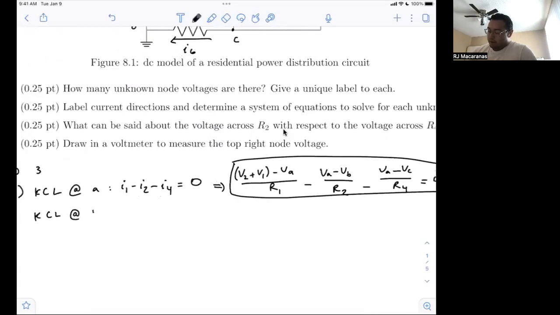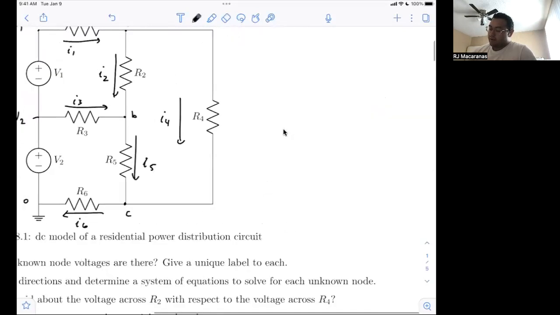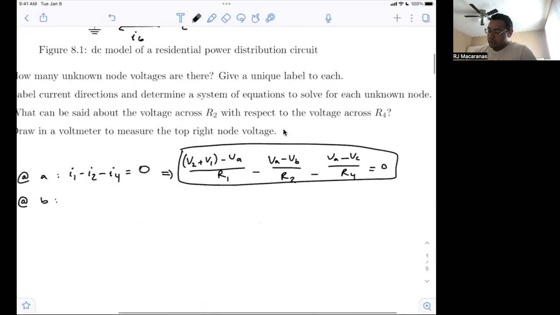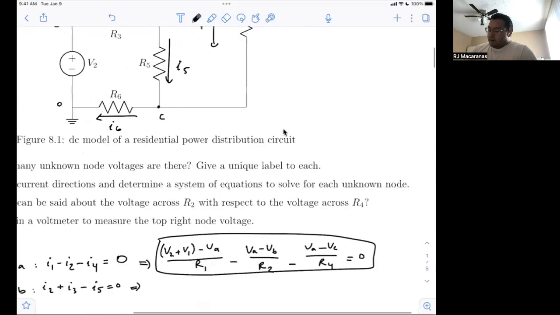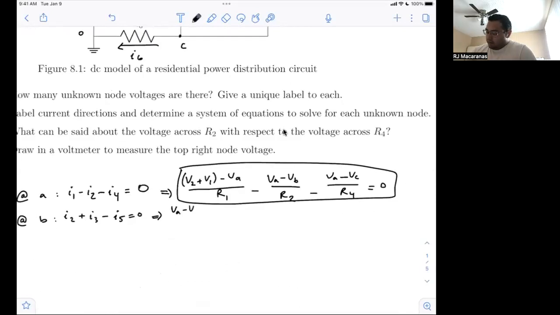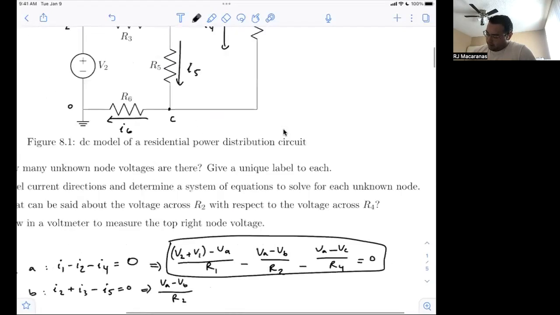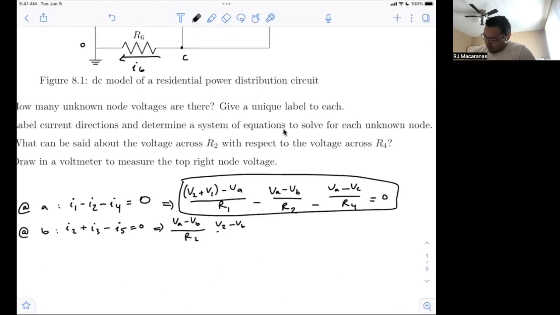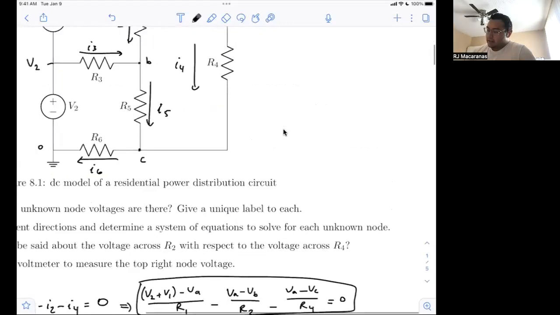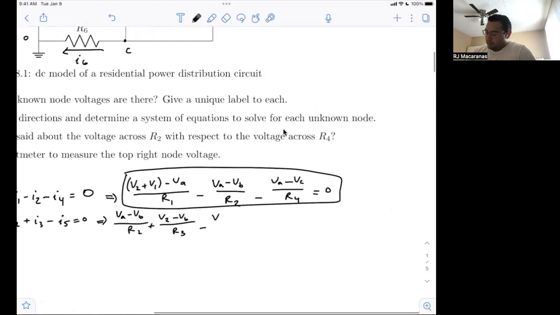So our next step is to do KCL at node B. This is our next unknown node. We've got I2 and I3 going in, I5 coming out. I2 plus I3 minus I5 is 0. So I2, we've actually written before, it's VA minus VB divided by R2. I3 is V2 minus VB divided by R3. And we subtract off I5, which is VB minus VC divided by R5. And this will be equal to 0. So here's our second equation.